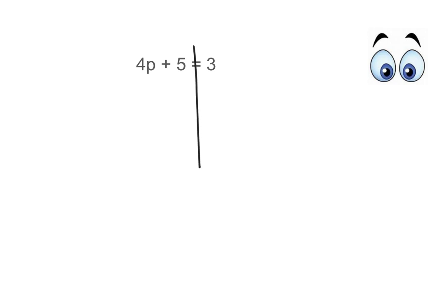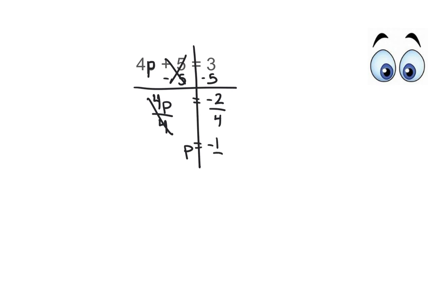For the third example, we'll get rid of what's furthest. Okay, so we'll get rid of the 5. And you have 4p, which is what's left, and 3 minus 5 is negative 2. So then we'll divide both sides by 4. 4 over 4 is 1, so you have your 1p. And then negative 2 divided by 4 is negative a half.